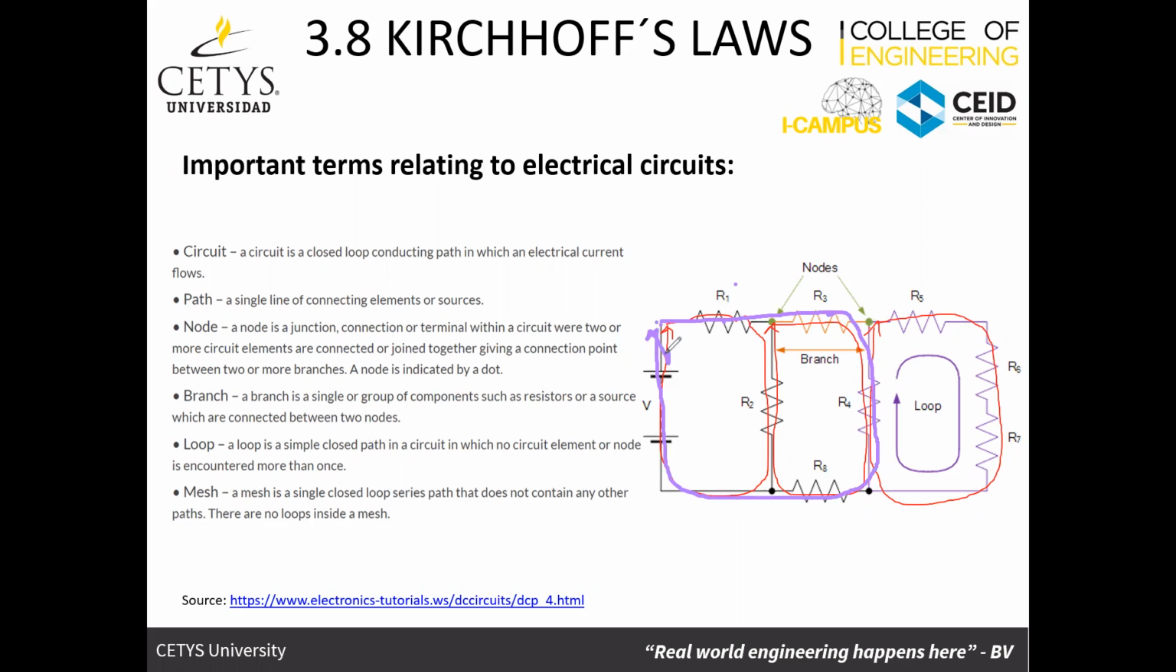And the whole circuit. Correct. The whole circuit is also a loop. So a circuit can have many loops within it. This other one is also a loop. This one here is also a loop. So a loop is going to be this connection between various elements.